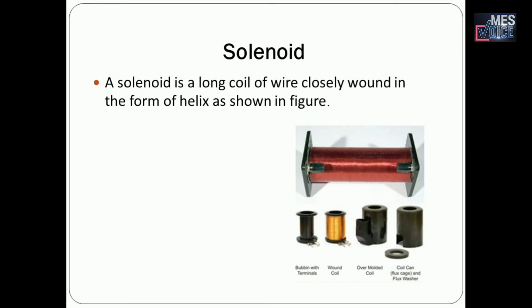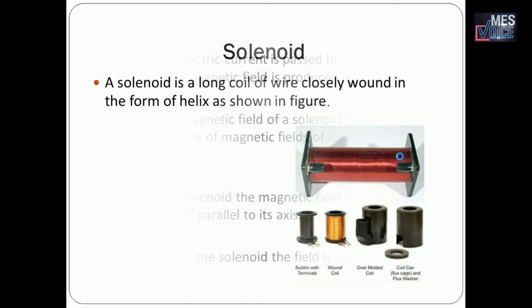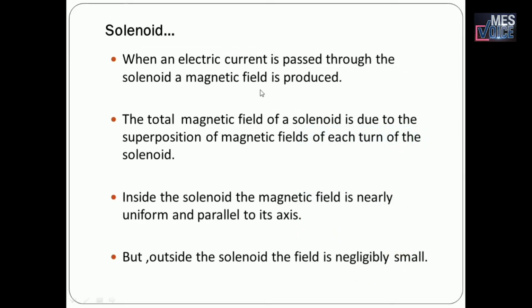Next is the solenoid. As we all know, a solenoid is a long coil of wire closely wound in the form of a helix as shown in the figure. When an electric current is passed through the solenoid, a magnetic field is produced. The total magnetic field of a solenoid is due to the superposition of magnetic fields of each turn of the solenoid. Inside the solenoid, the magnetic field is nearly uniform and parallel to its axis.